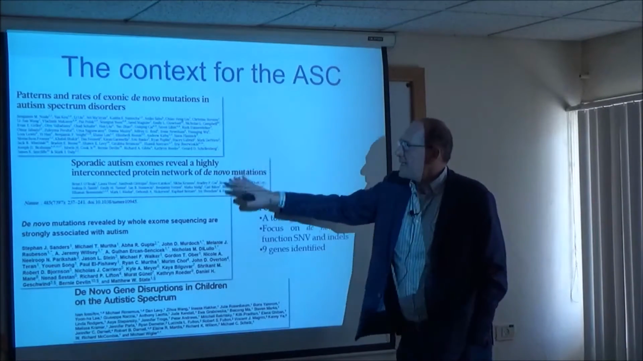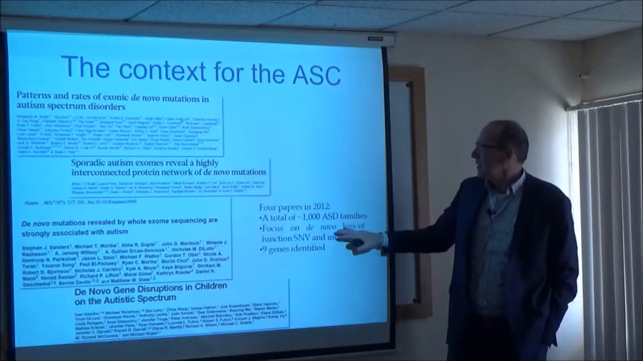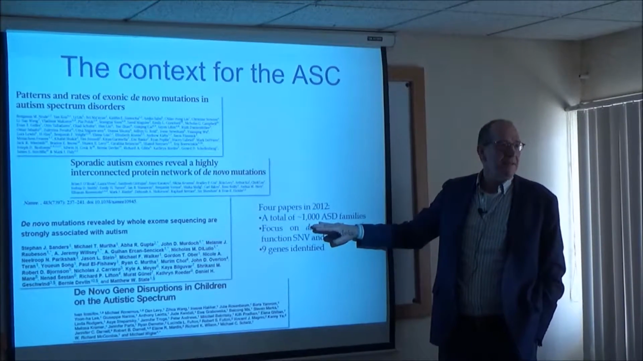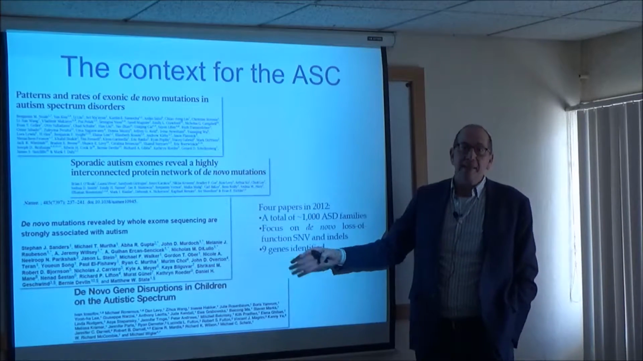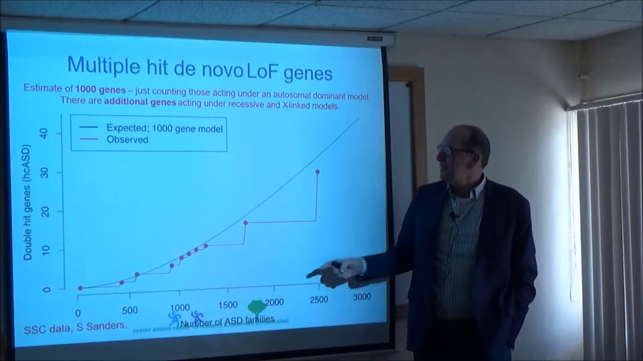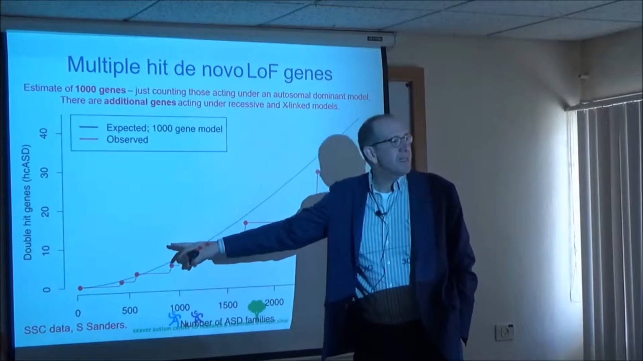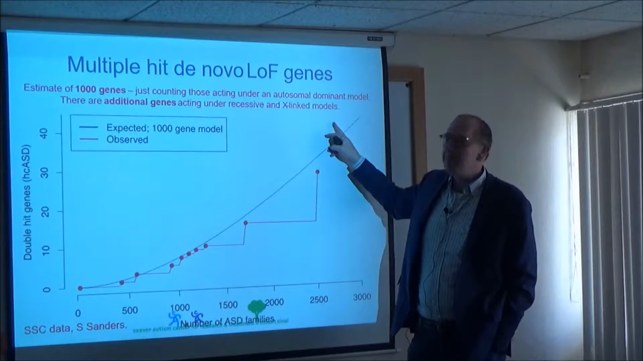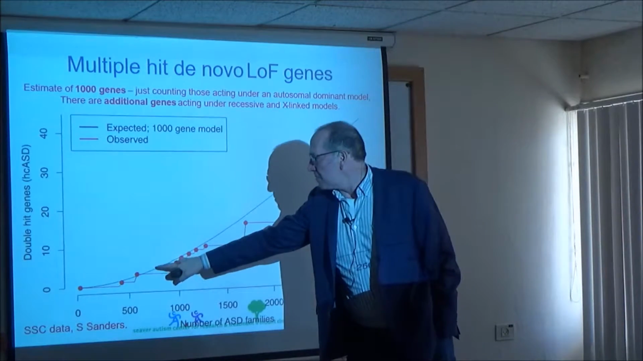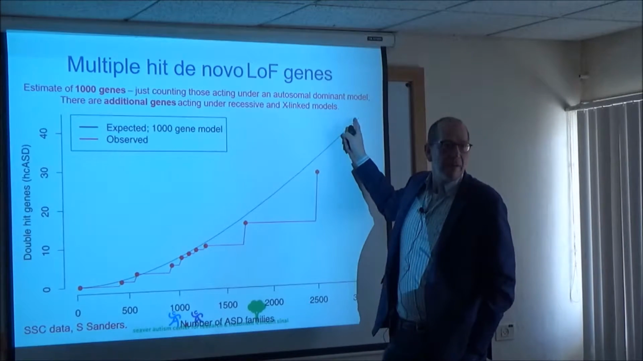And when you put all that data together, which was the total of 1,000 families, 9 genes came out, so you got a lot more putting the data together, right? So there was empirical support. And you could also begin to estimate from that data how many genes you could possibly find under that model. So this is under the model of 1,000 genes for autism.